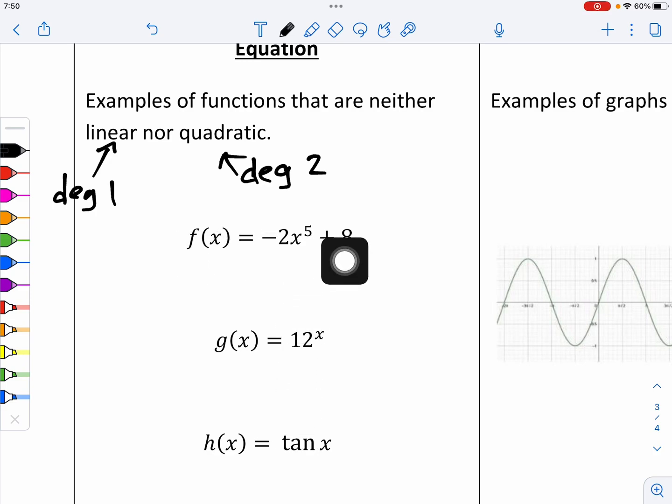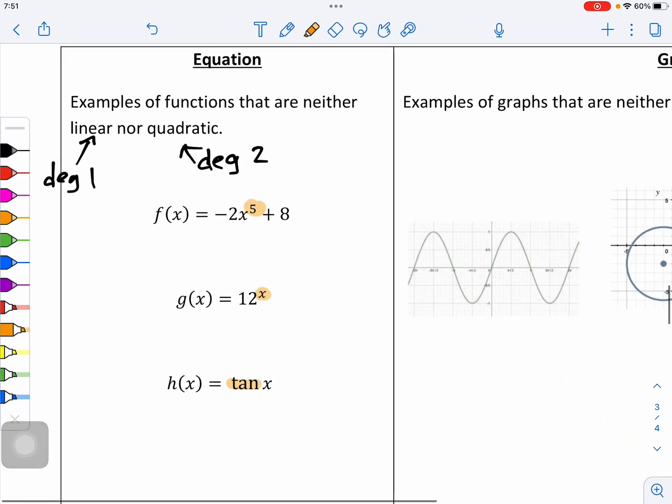So for instance, this function here, I noticed that it has an exponent of 5, which tells me it's not linear or quadratic. Same here, again, that exponent is not a 1 or a 2, so not linear, not quadratic. And then h of x, I can see has a tangent in it, and so that tells me that it's trigonometric and not linear or quadratic.